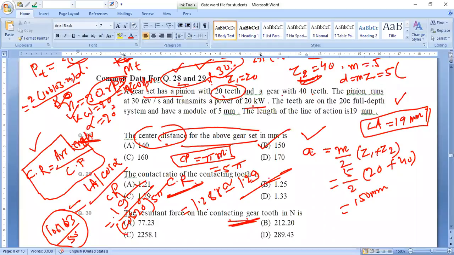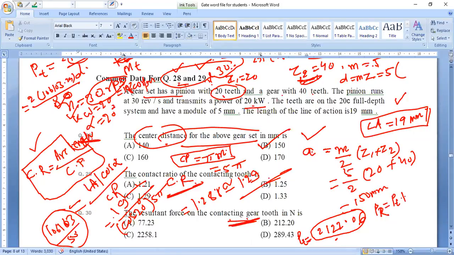2122.06. 2122.06 ये आ रहा है. हाँ ठीक है. तो ये हमारा कौन सा फोर्स हो गया? पीटी, ये पीटी हो गया हमारा, है ना.